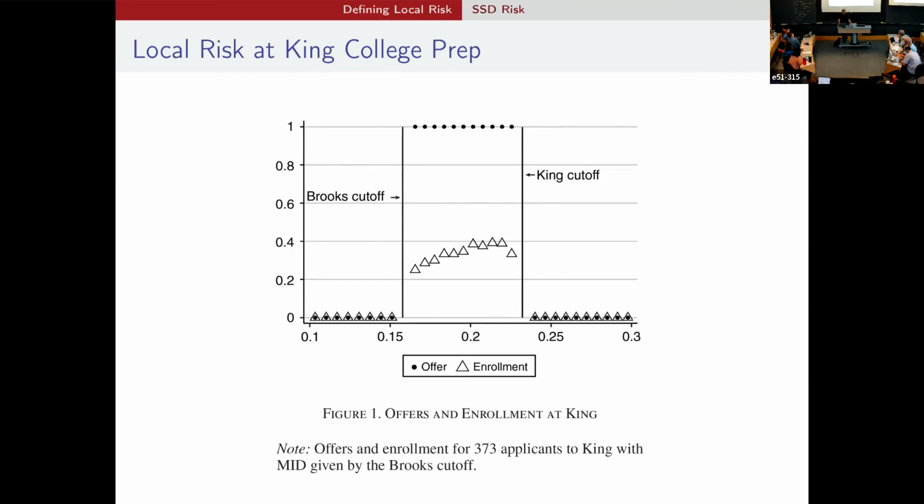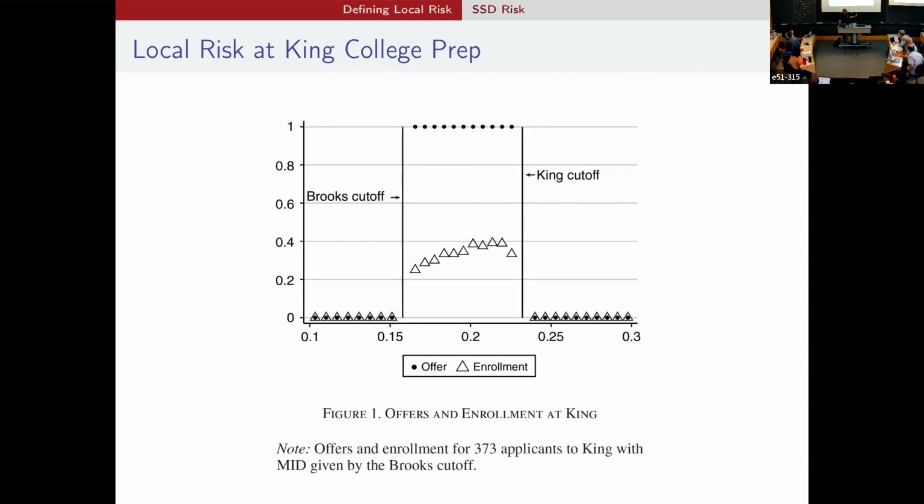Where would our risk be in this problem, right? So the first place you might suspect is, let's look at the cutoff for King, okay? So that's normalized here to be about 0.2324. The applicants to the right of the cutoff don't get an offer, right? So that's why the circles there are at 0. If I'm just to the left of King, I get an offer.